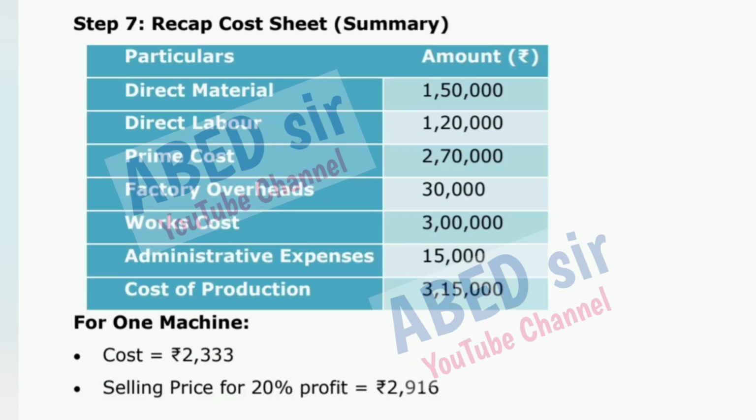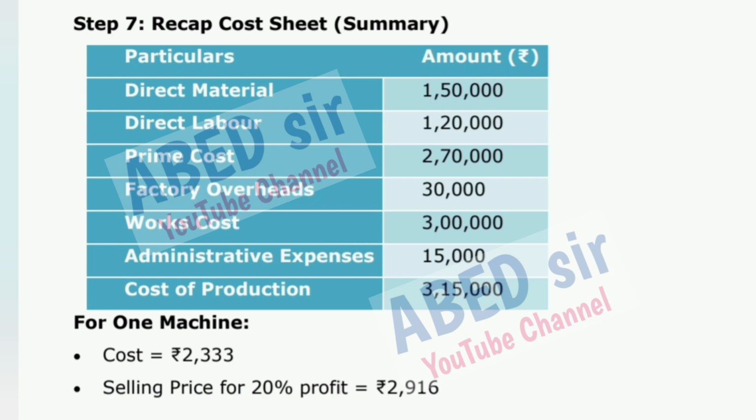Step 7. Recap cost sheet, summary. Particulars, amount. Direct material 1,50,000. Direct labor 1,20,000. Prime cost 2,70,000. Factory overheads 30,000. Works cost 3 lakhs. Administrative expenses 15,000. Cost of production 3,15,000.